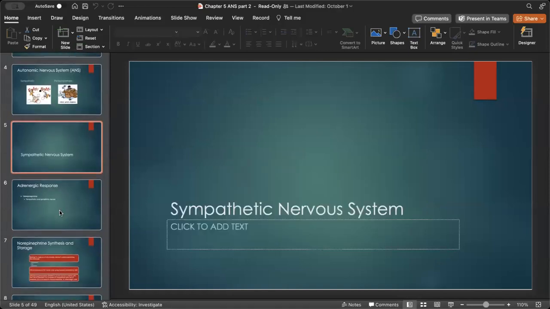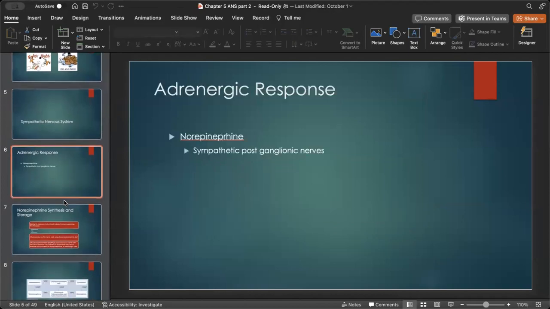So like I said, with the sympathetic nervous system, we're talking about stimulation of the heart rate and the blood pressure, no peeing, no pooping, and you have bronchodilation, which is a fancy way of saying that your lungs are expanding, allowing you to breathe. We have something called the adrenergic response, which is another way of saying sympathetic response. Norepinephrine is one of those drugs that works.